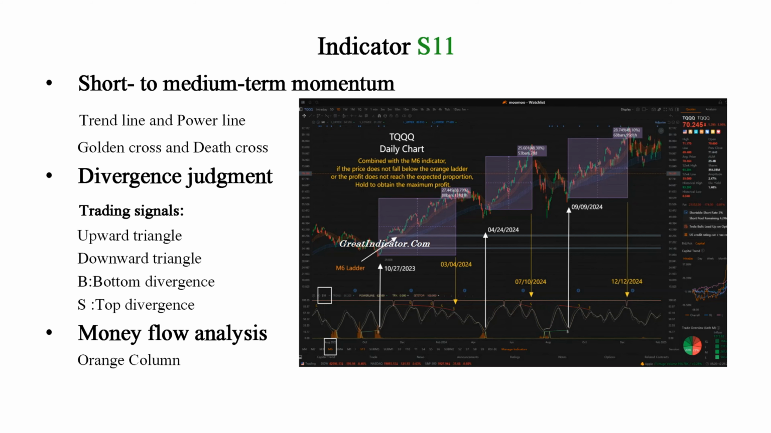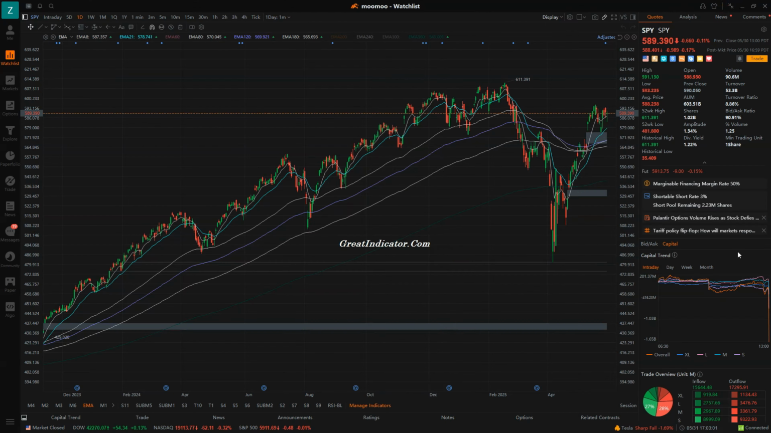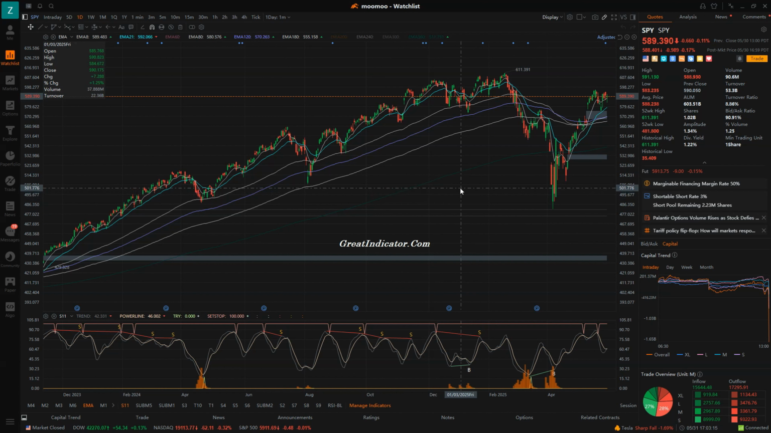Okay, let's go back to this charting software. Let's take a look at S11 now and see how it performs on the S&P. Now we open S11. After opening it, let's look at its buying points from November 2023 to the current S&P trend. Let's take a look at the performance of S11.